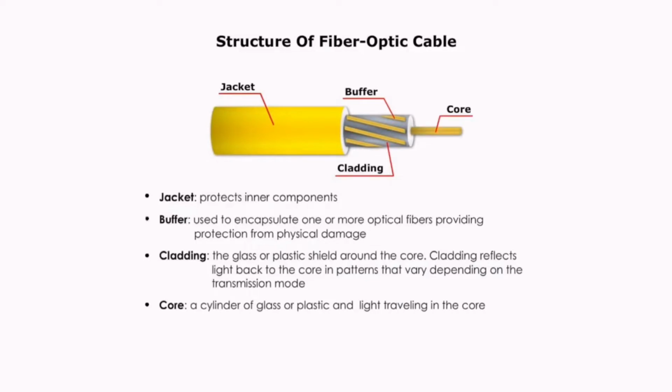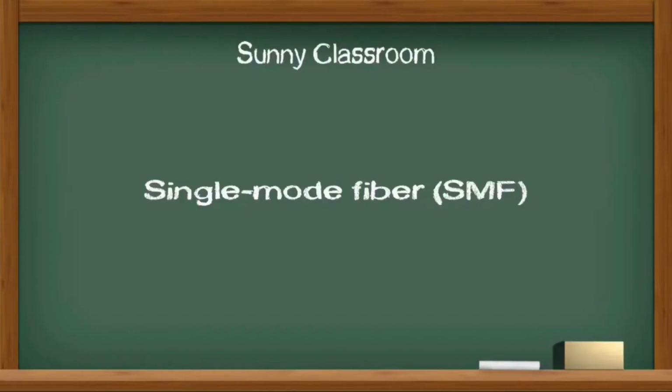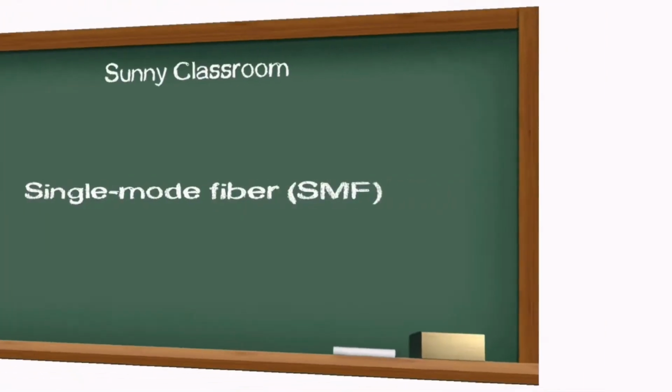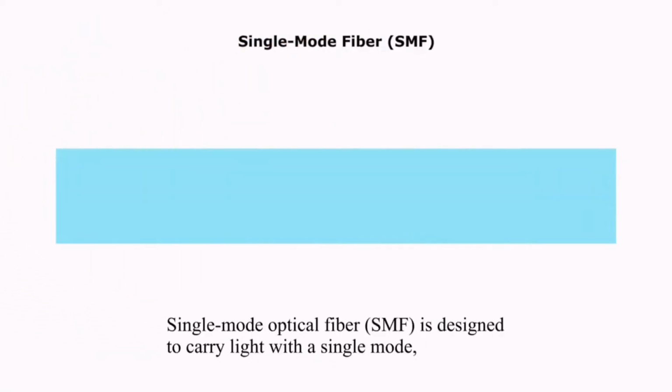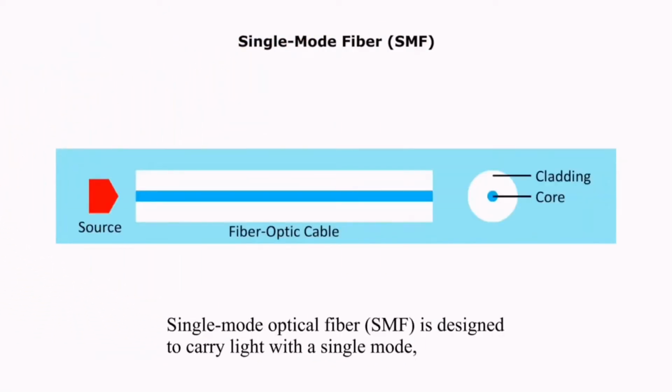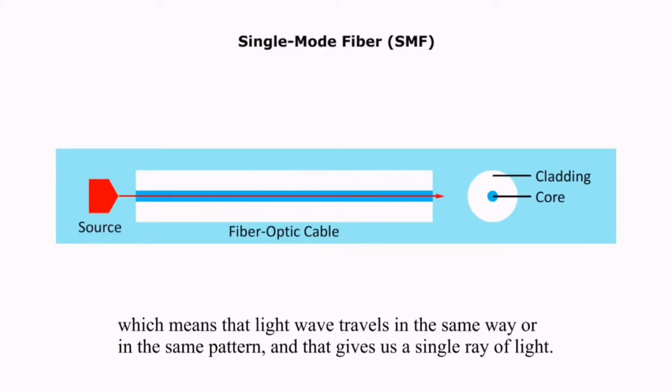The center core of fiber cable is made of glass fiber. Light or LED travels through the core. Single-mode optical fiber is designed to carry light with a single mode, which means the light wave travels in the same way or in the same pattern, and that gives us a single ray of light.